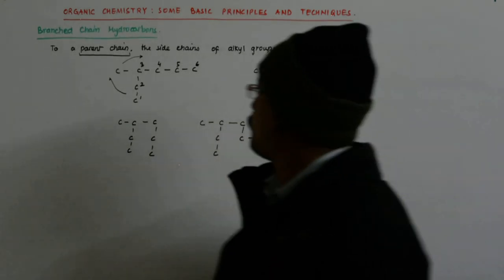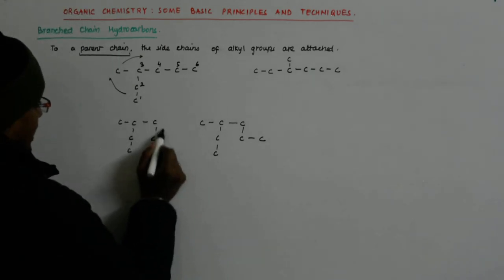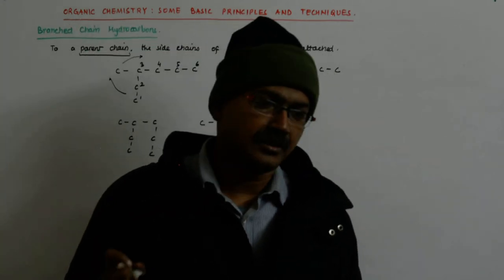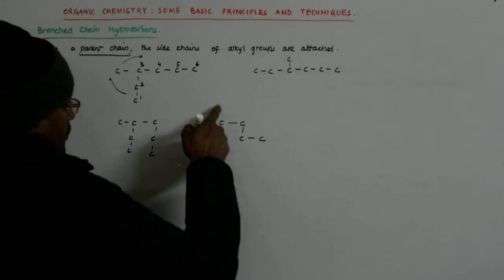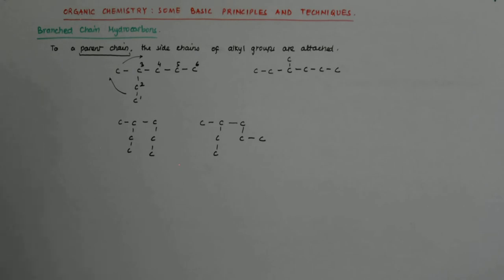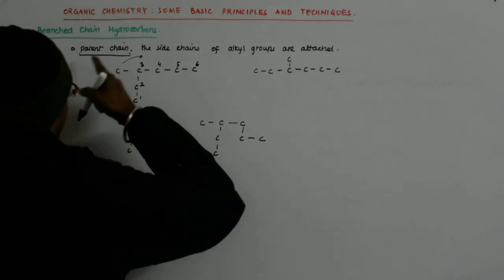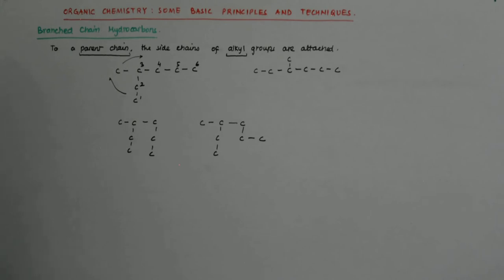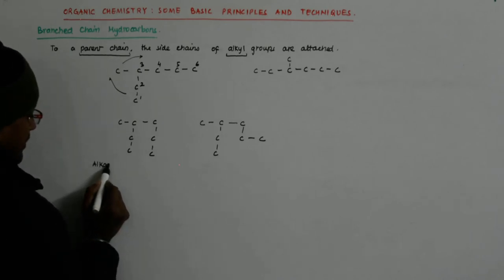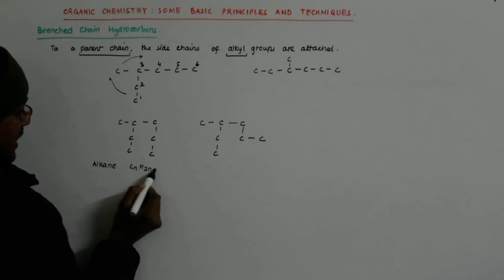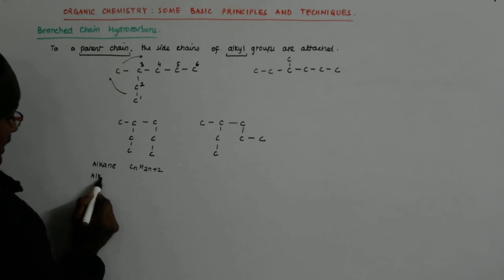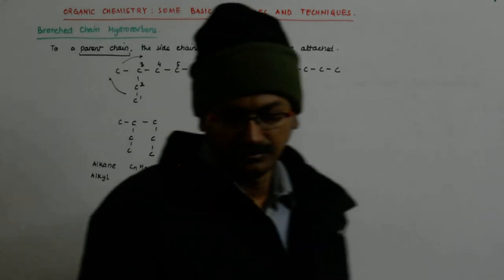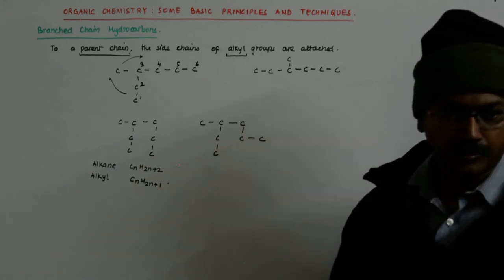Fine. So what is the parent chain? The parent chain still remains 1, 2, 3, 4, 5, 6. A hexane still remains the parent chain. Understand? Fine? So to a parent chain, the side chains of an alkyl group are attached. And we know what an alkyl group is. An alkane is something like CnH2n plus 2, while an alkyl is CnH2n plus 1. We get the point?